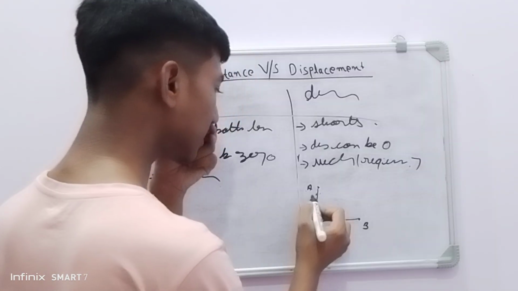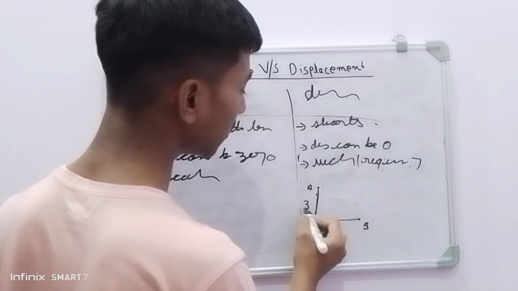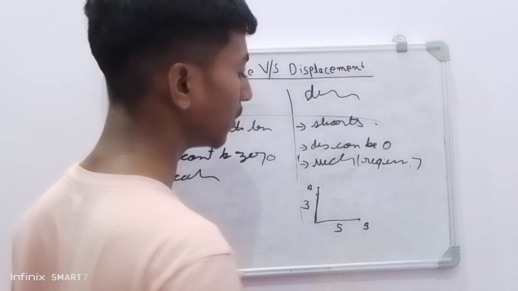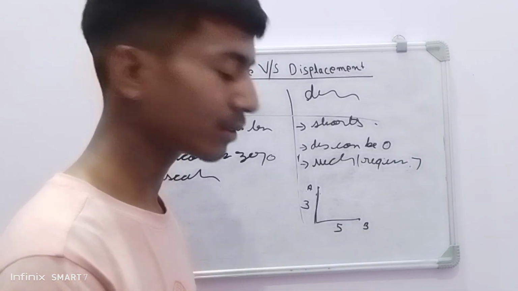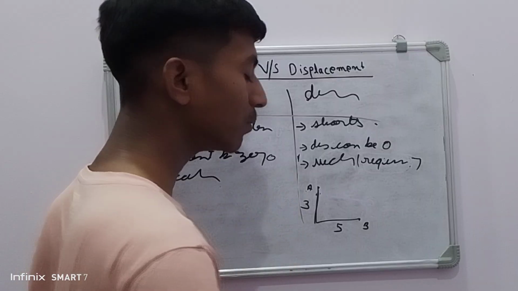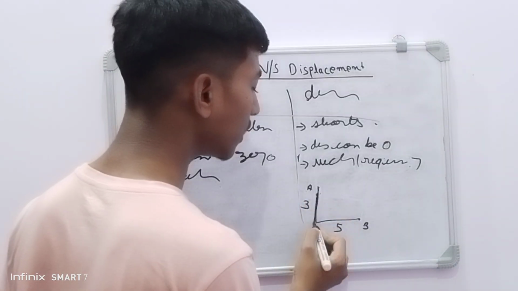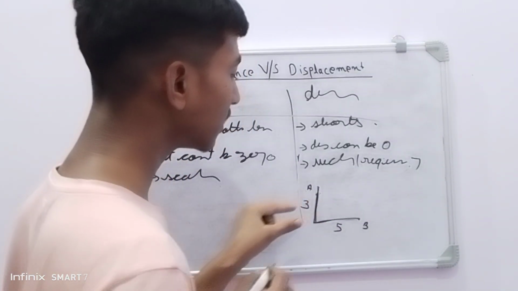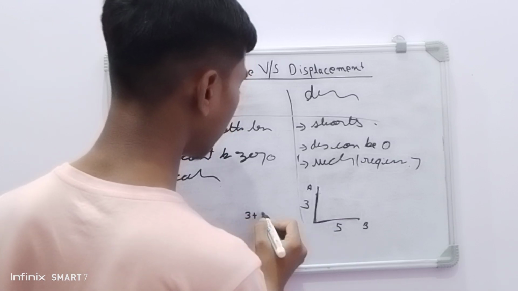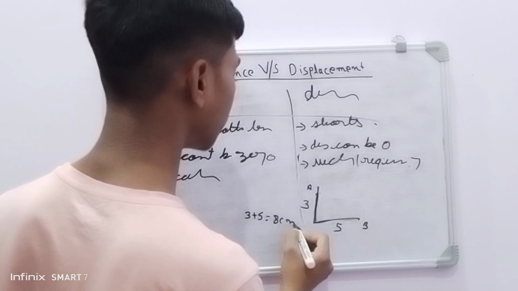In this triangle, let's see, this side is 3 centimeters and this is 5 centimeters. So what will be the distance covered by an object when it travels from point A to point B? The distance will be 8: 3 plus 5 will be 8 centimeters.